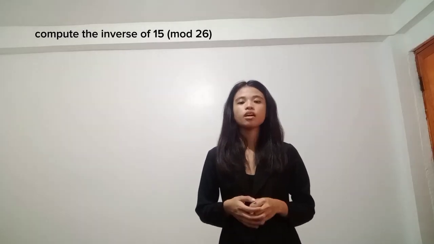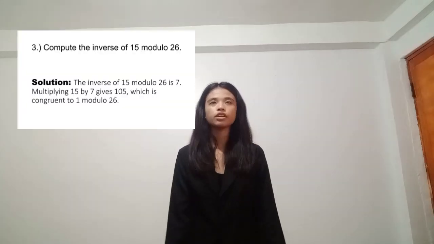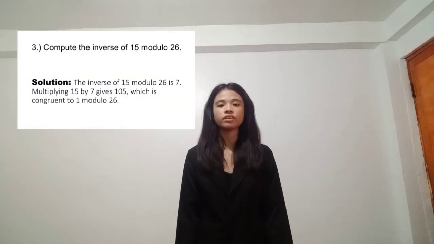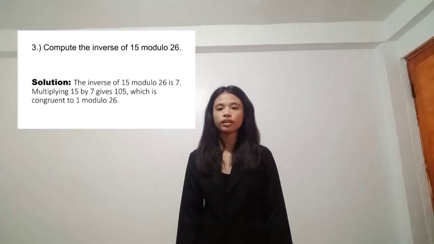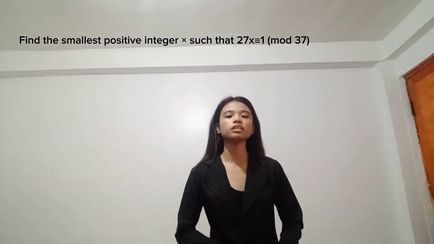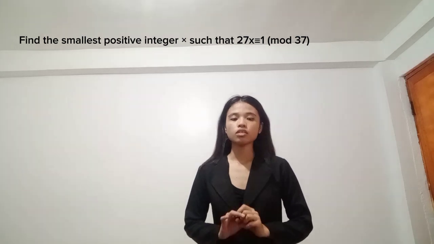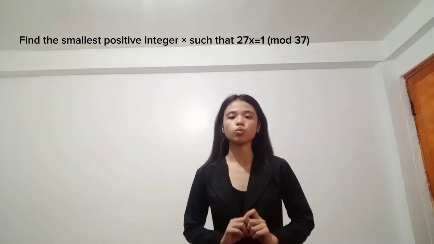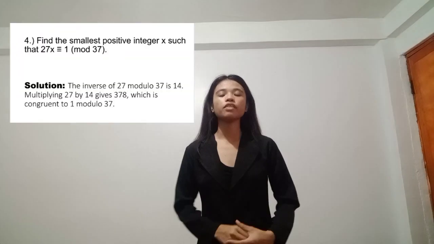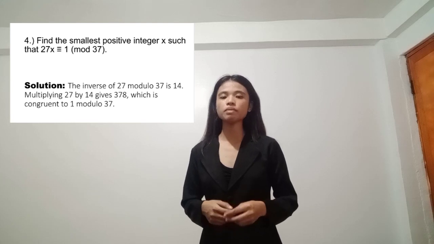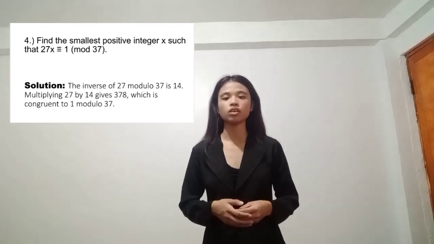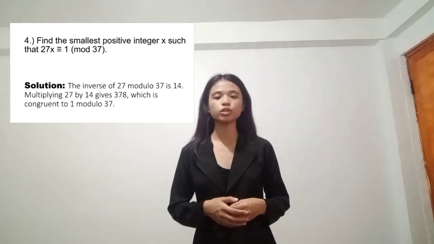Third example is compute the inverse of 15 modulo 26. The inverse of 15 modulo 26 is 7. Multiplying 15 by 7 gives 105, which is congruent to 1 modulo 26. Fourth example, find the smallest positive integer x such that 27x is congruent to 1 modulo 37. The inverse of 27 modulo 37 is 14. Multiplying 27 by 14 gives 378, which is congruent to 1 modulo 37.